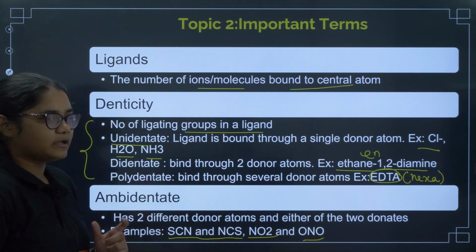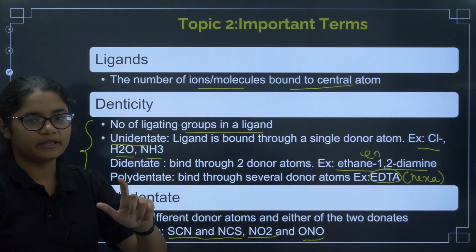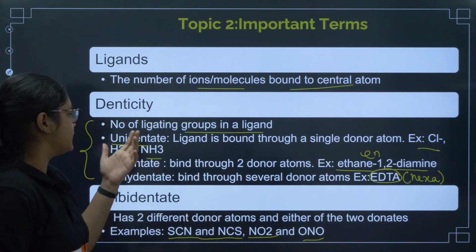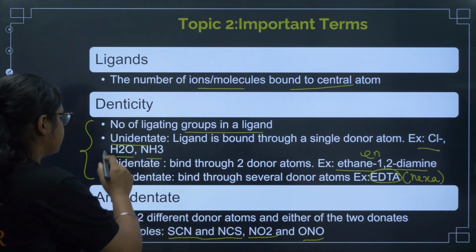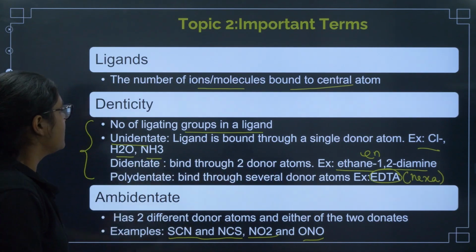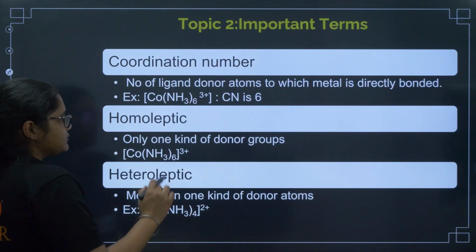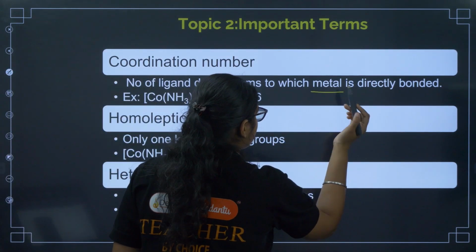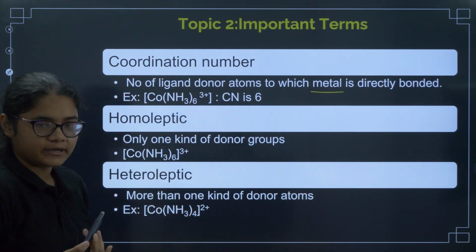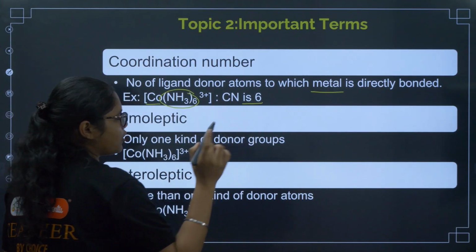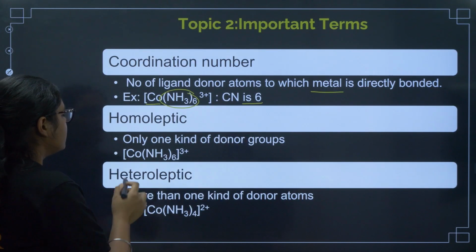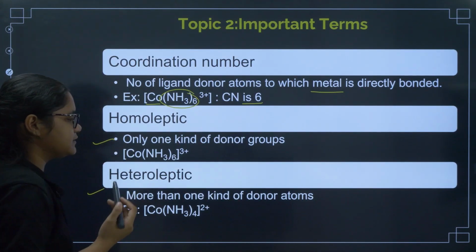So you should know that questions can be asked like which of the following is an ambidentate ligand, or what is the denticity of these ligands. So on the basis of denticity, you should know the examples. Now coming to coordination number: the number of ligand atoms donated to the metal and directly bonded is called the coordination number. From here you can see cobalt is bonded to 6 ligands, so the coordination number is 6.